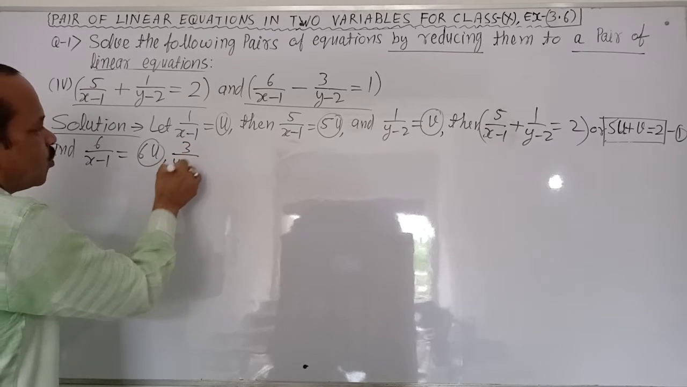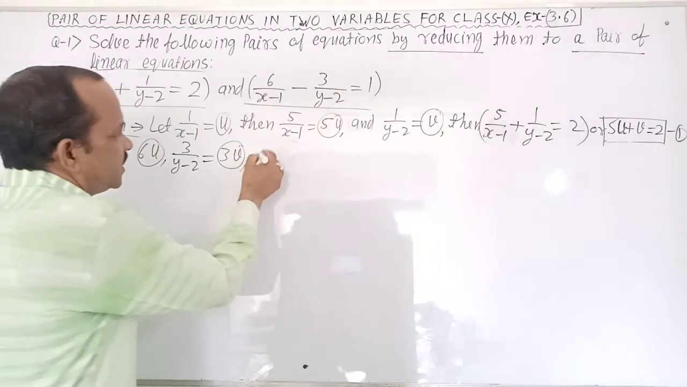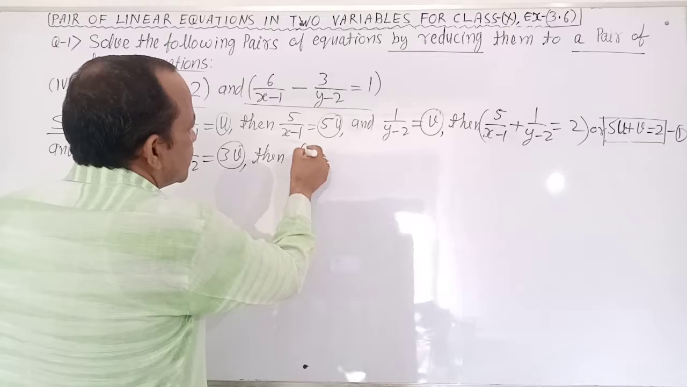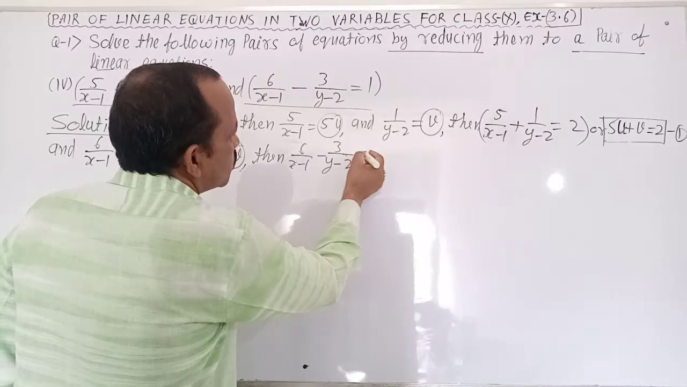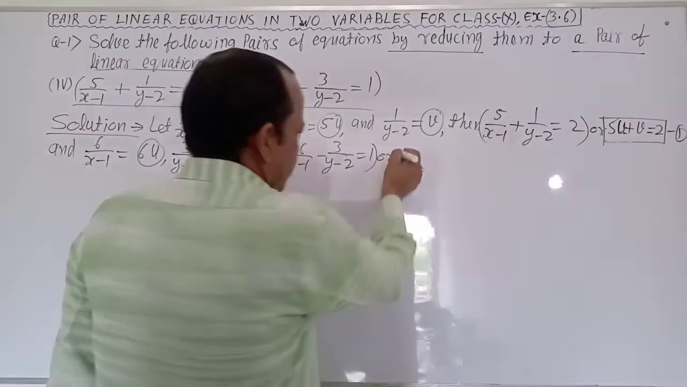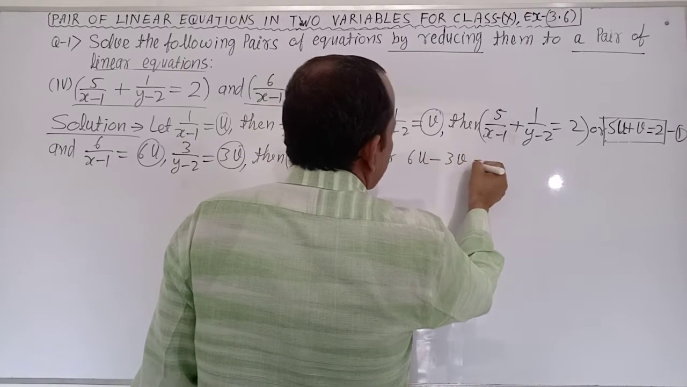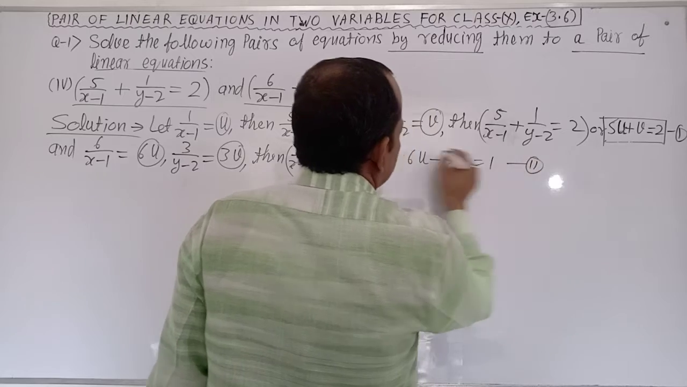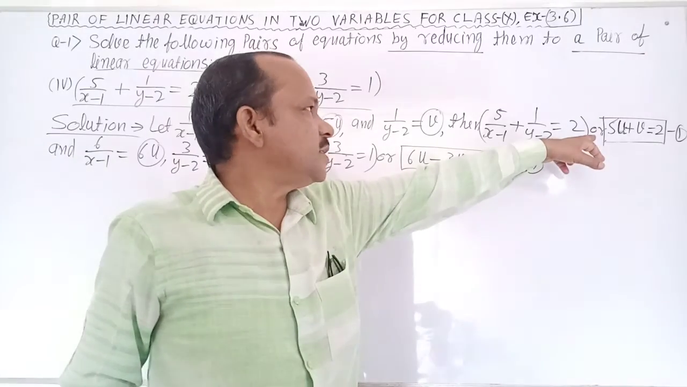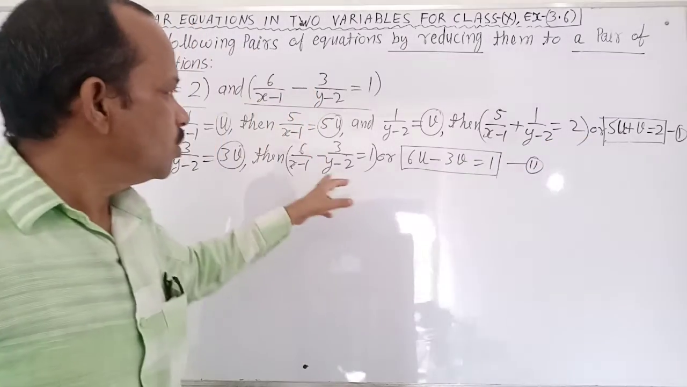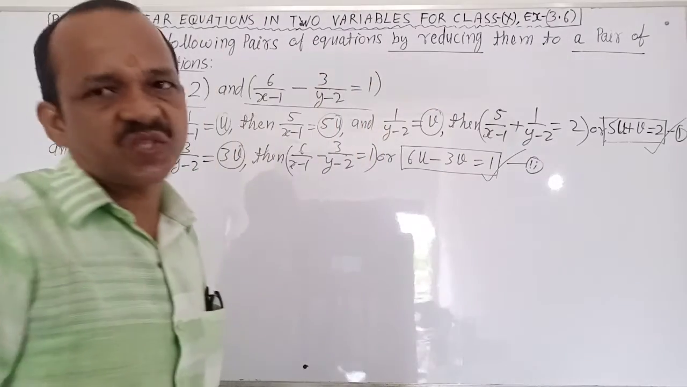3 by y minus 2 equal to 3v. Then 6 by x minus 1 minus 3 by y minus 2 equal to 1, that is 6u minus 3v equal to 1. It is equation second, and it is equation first. Clear? No confusion about it. It is equation first and it is equation second.